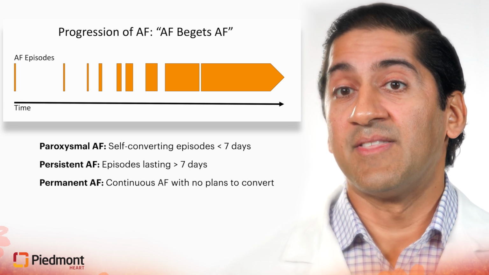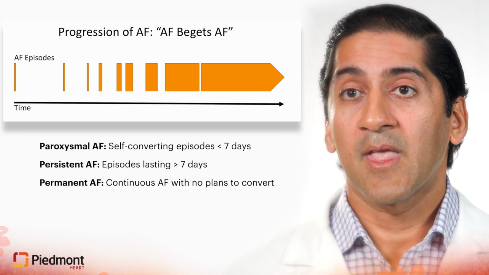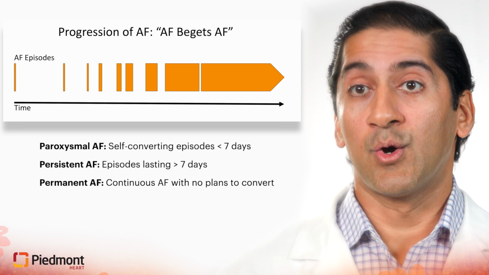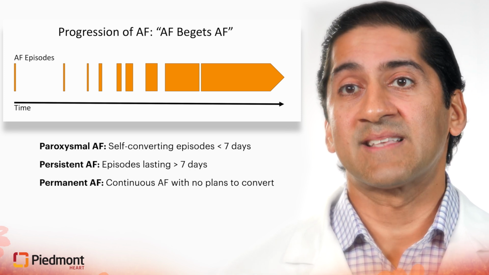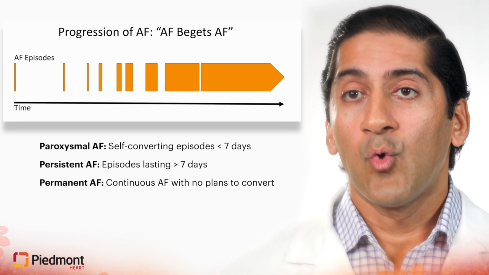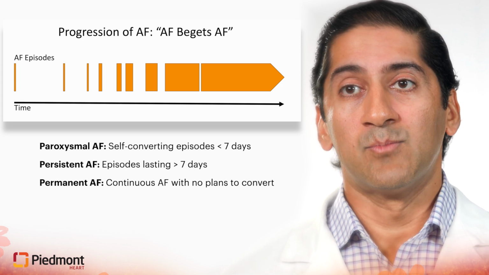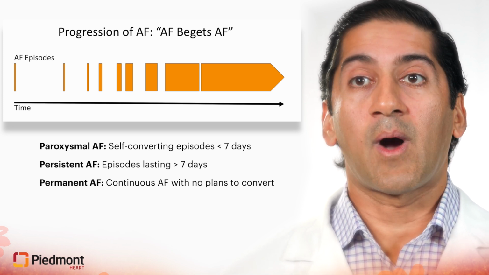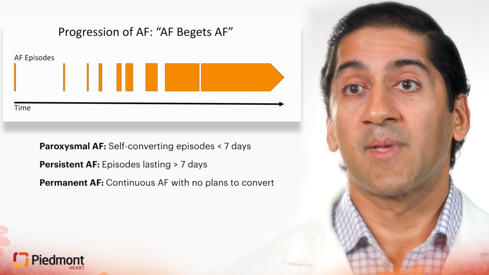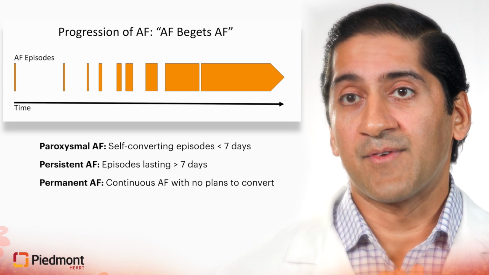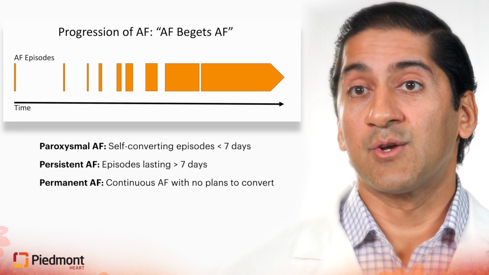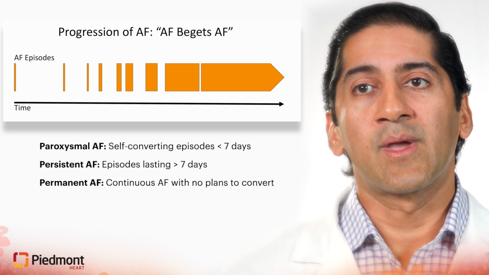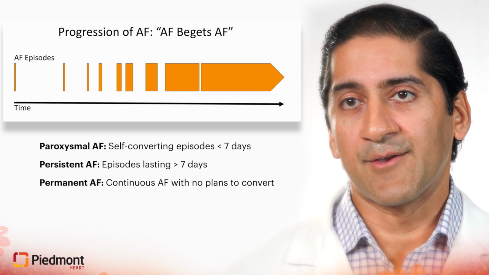We can classify this as paroxysmal AFib, when people have AFib that comes and goes on its own, with the episodes lasting less than 7 days. When the episodes get longer and last more than 7 days, or require some kind of treatment to stop them, then we call that persistent AFib. And sometimes the episodes will continue indefinitely, and we can call that permanent or continuous AFib.